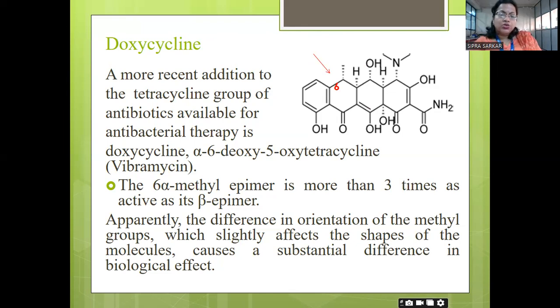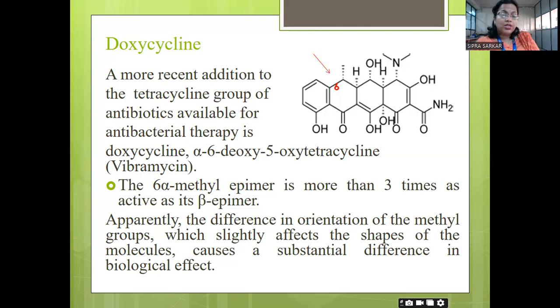At the 6th position, it is deoxy, no hydroxyl. The 6-alpha methyl epimer is more than 3 times as active as its beta epimer. That means at the alpha position, the methyl substitution gives much more activity than the beta. Apparently, the difference in the orientation of the methyl groups, which slightly affects the shape of the molecule, causes a substantial difference in the biological effect.